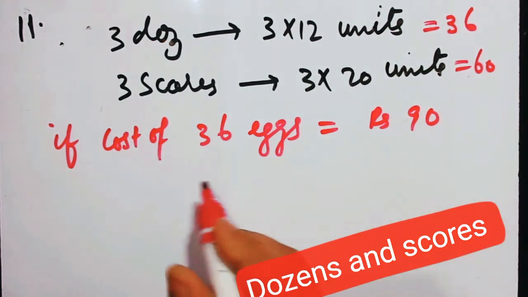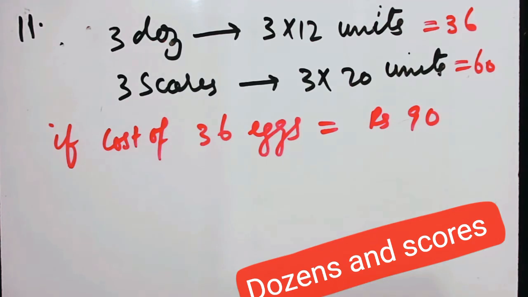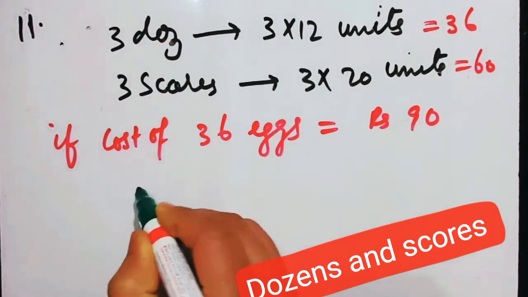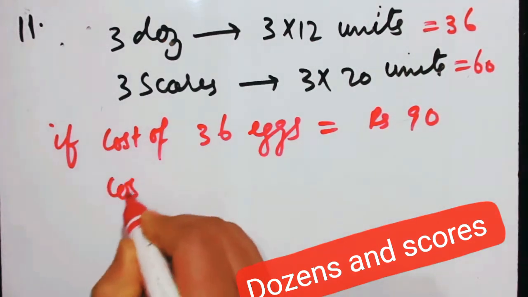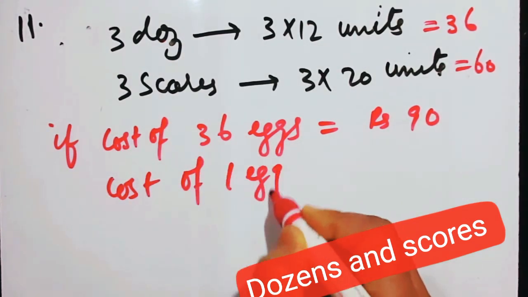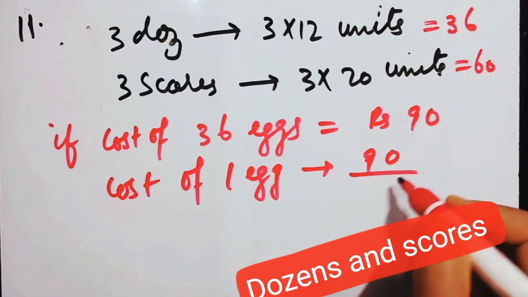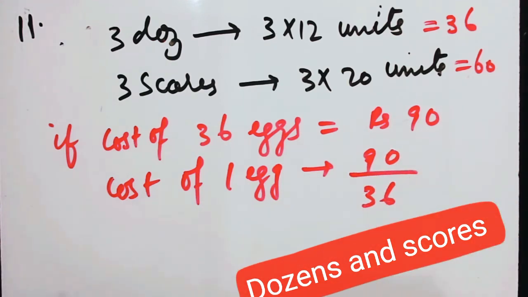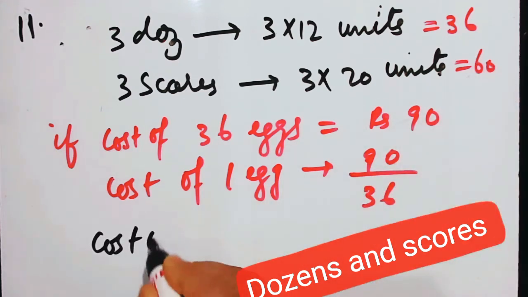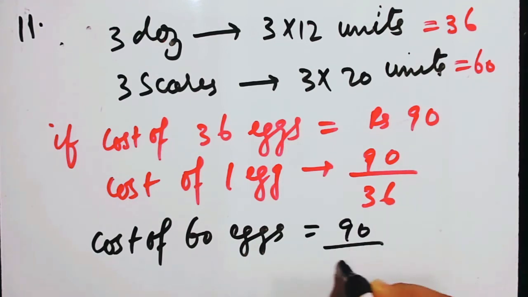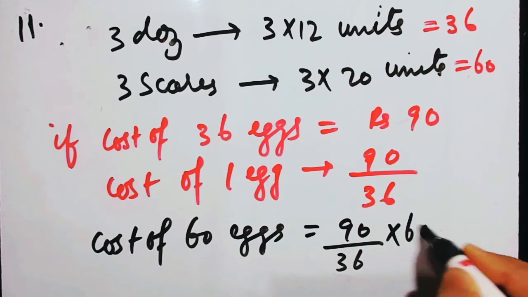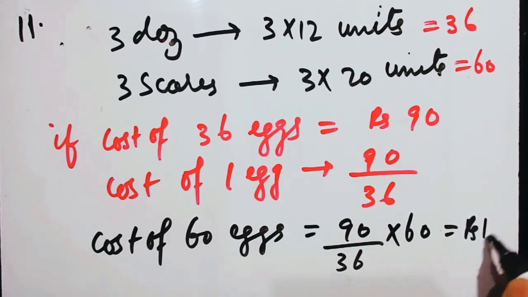units or 60 eggs. So if the cost of 36 eggs is equal to rupees 90, then let us first find the cost of one egg. The cost of one egg will be less. So when it will be less, means we will have to divide. Now find the cost of 60 eggs. So cost of one egg is this much. So cost of 60 eggs will be more. 90 by 36 multiplied by 60. So you will get rupees 150 as your total value. Isn't it? Come on.